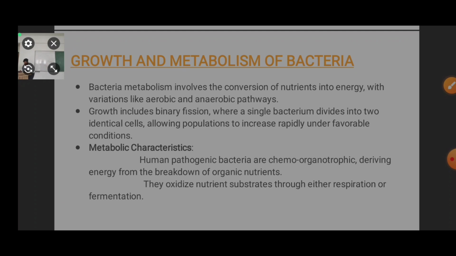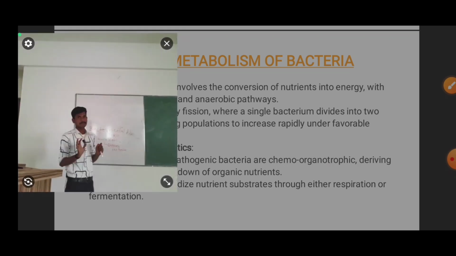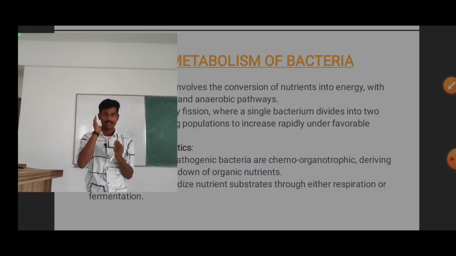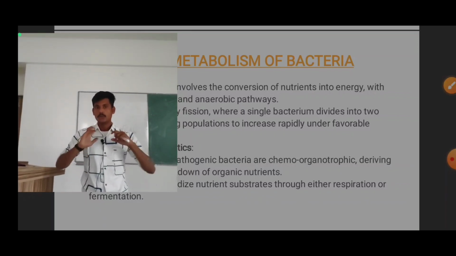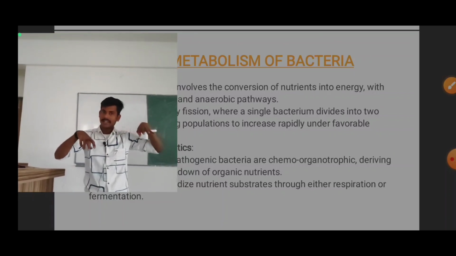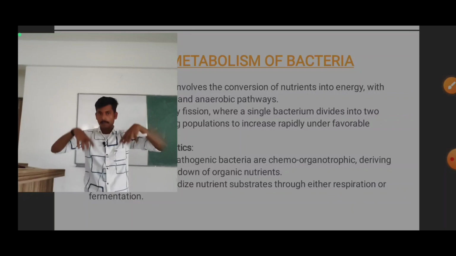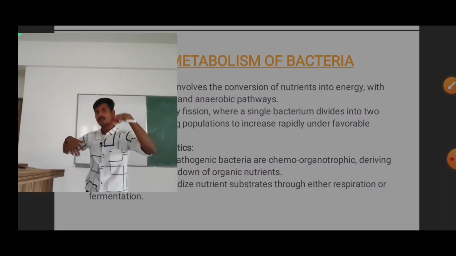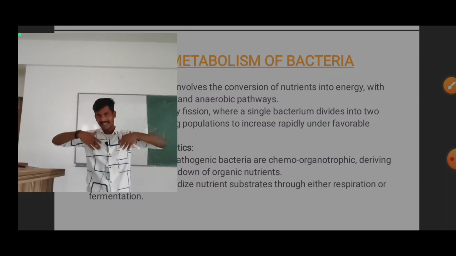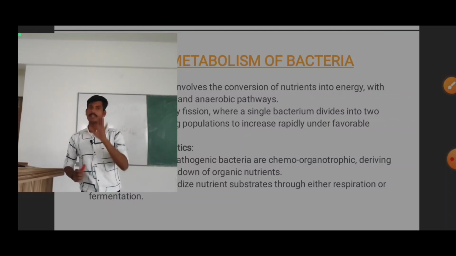Bacteria metabolism involves the conversion of nutrients into energy with variations like aerobic and anaerobic pathways. Let me define these two words, aerobic and anaerobic. Aerobic, as you know, is basically in the presence of oxygen. Some bacteria have the capability to perform their metabolism in the presence of oxygen, whereas some bacteria perform their metabolism in the absence of oxygen. The category which needs oxygen is called the aerobic bacteria, and the category which doesn't need oxygen is called the anaerobic bacteria.